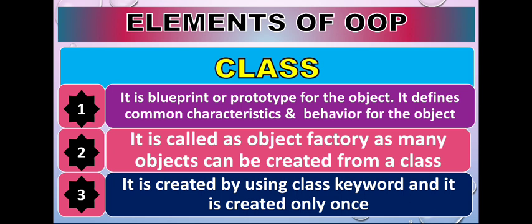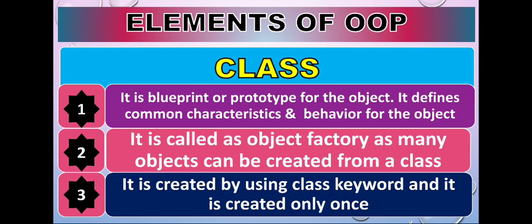The second element of OOP is class. It is a blueprint or prototype for the object. It defines the common characteristics and behavior for the object, on the basis of which objects will be created. And class is known as an object factory. Actually, in a factory many products can be created on the basis of a sample. Similarly, from a class many objects can be created.